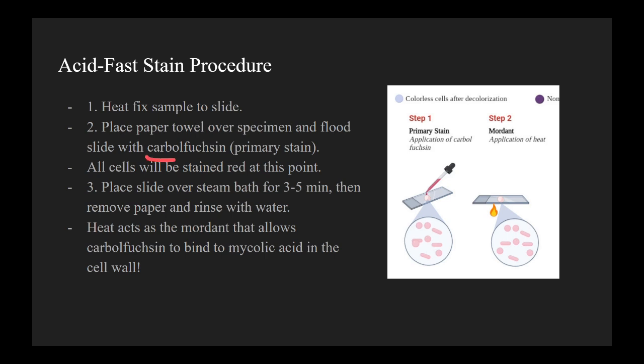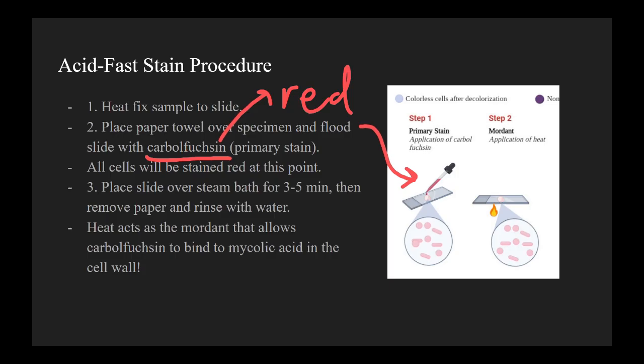So the primary stain is what we call carbolfuchsin here. And this is a red primary stain, as you can see on the right here. So again, this guy will get into all the cells, just like the crystal violet. So all the cells will be stained red.